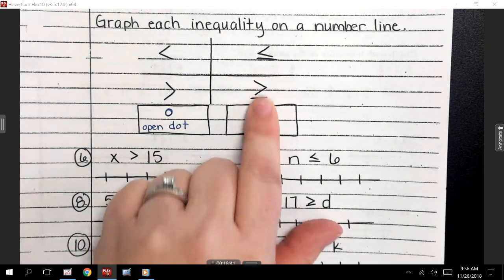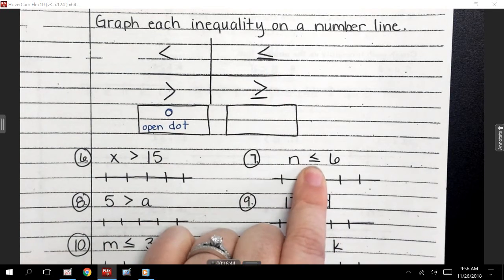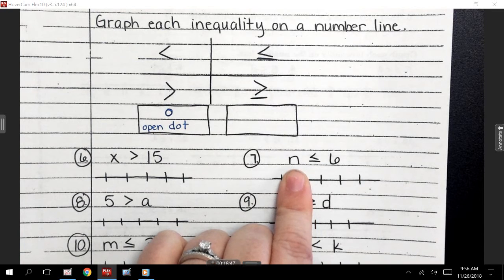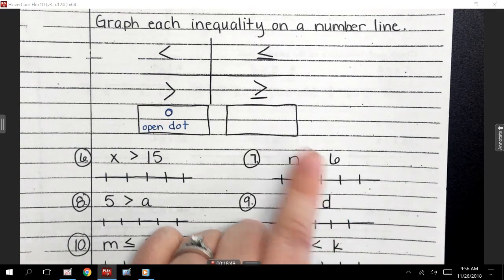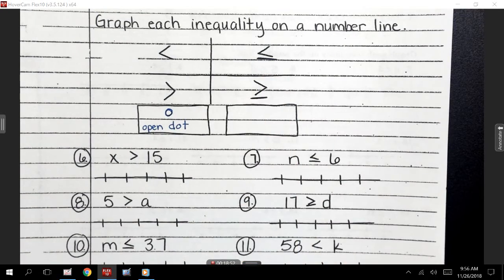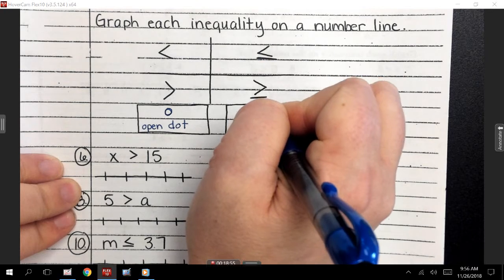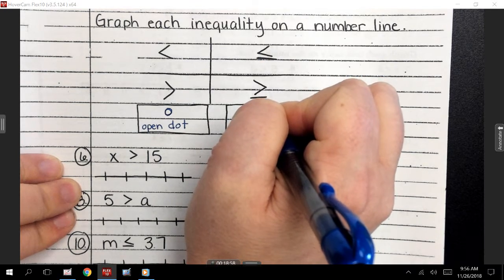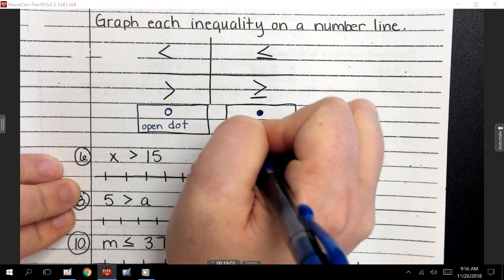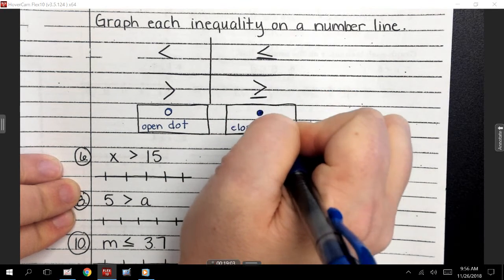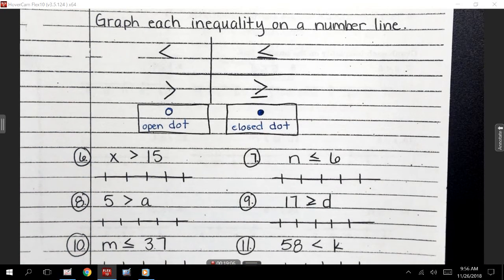Well, what about when we have the equal to sign? Like here, this says n is less than or equal to 6. So can this n be 6? Yeah. So if it has the equal to sign, I don't need a special dot. If it has the equal to sign, guys, we're going to fill that dot in. That's just going to be a closed dot, a filled in dot, a regular dot. So how do you know when to fill it in and when not to? Eli? If it has the bar. If it has the bar, fill it in. If it doesn't have the bar, leave it open.